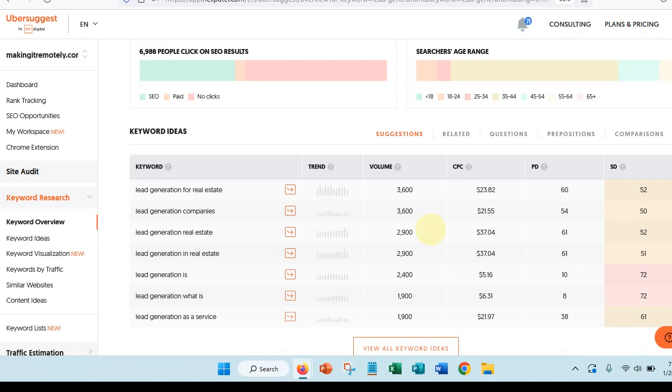Now, it will also give you the number of people who clicked on the results. So as you can see, a lot of people didn't click on any results. There were some people that did paid advertising, very little. And then there were some people who were able to rank based on their organic SEO efforts. They give you the searcher's age range, and so you can look for that information here.